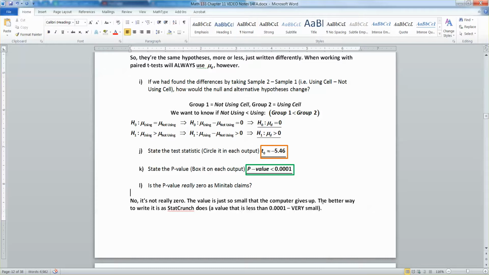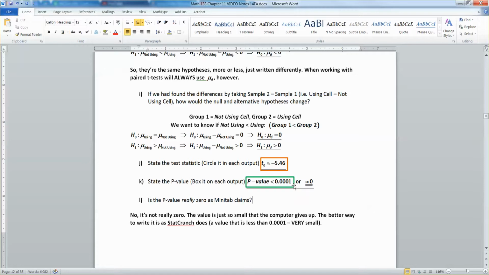There you go. Now, if you only have Minitab, then you're going to have to use Minitab and just say that it's basically 0. So you'd have to use the approximation. So use whichever one you have. If you have Minitab, use that one. If you have StatCrunch, use that one.